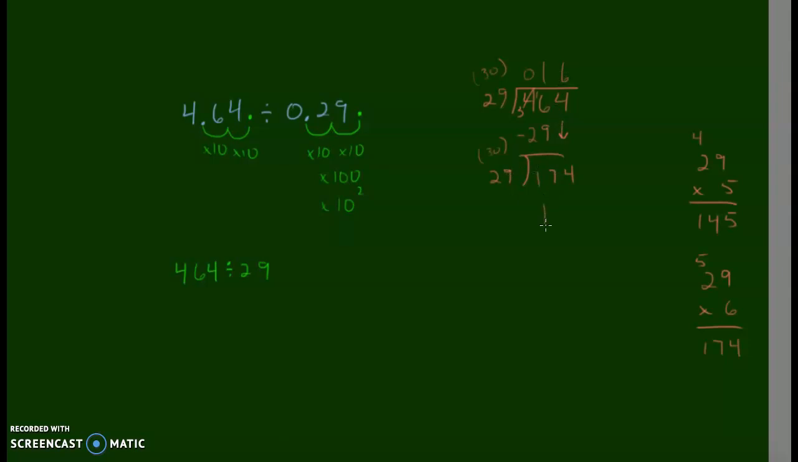6 times 29 is 174. If we subtract, we get 0. There's nothing more to bring down. We don't need to worry about a decimal with this problem. So again, because we kept the ratio between the two numbers the same, I know that 4 and 64/100 divided by 29/100 equals 16.